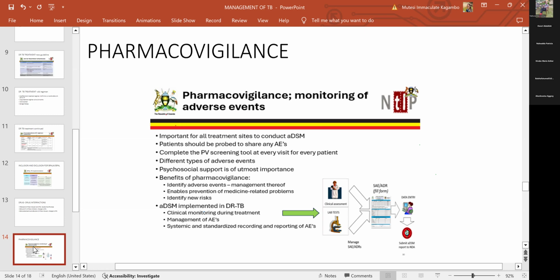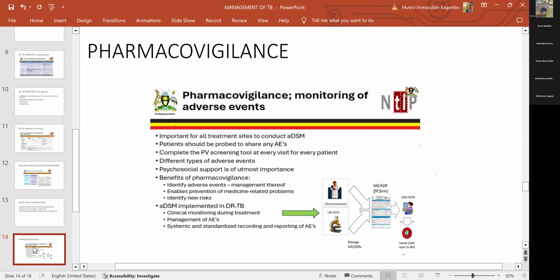LZD is linezolid. It's one of the main drugs in TB management, and it causes bone marrow suppression, resulting in anemia and all other blood-related disorders. This is one of its commonest side effects. Another common side effect of linezolid is ototoxicity, and skin reactions can also happen with it. There are also drugs that cause peripheral neuropathy. Even linezolid is still a culprit.